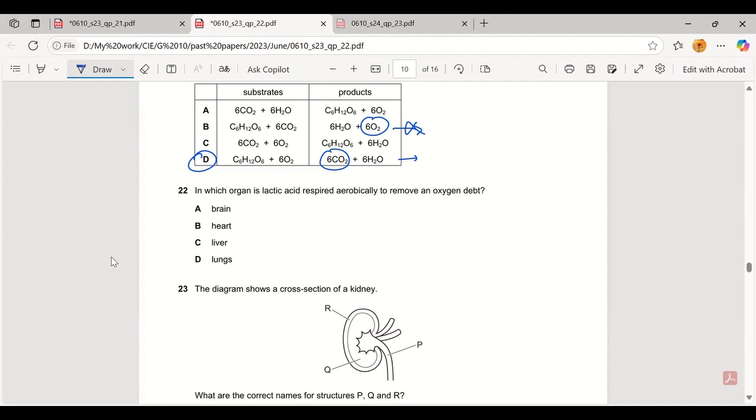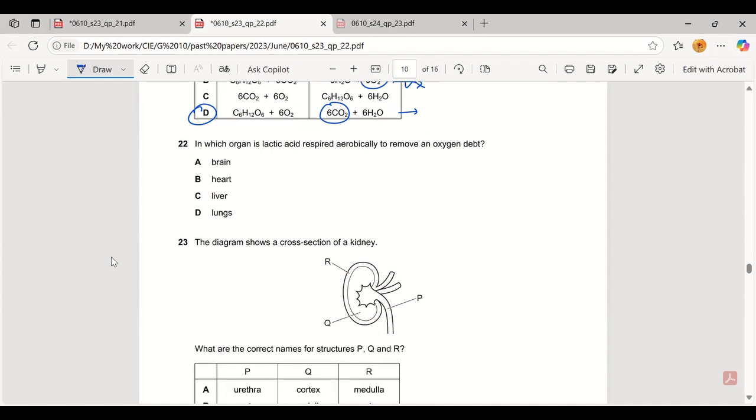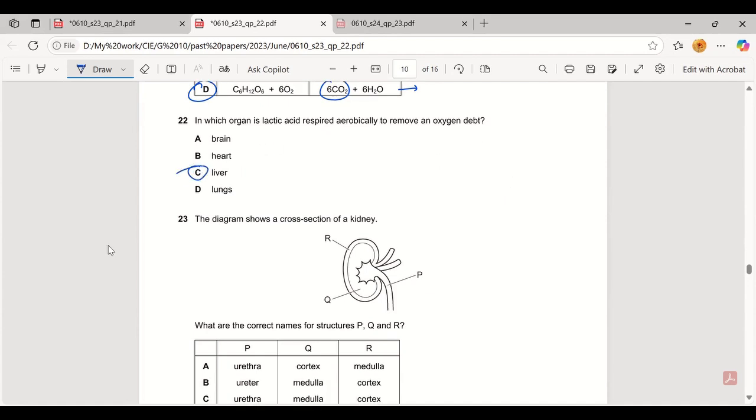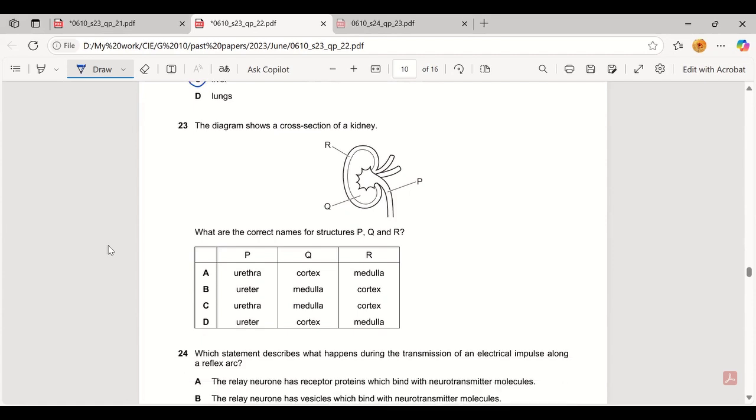In which organ is lactic acid respired aerobically to remove an oxygen debt? Yomna. Liver. The diagram shows a cross-section of a kidney. Yes, Ajim. What are the correct names for structures P, Q, and R? B. Okay.